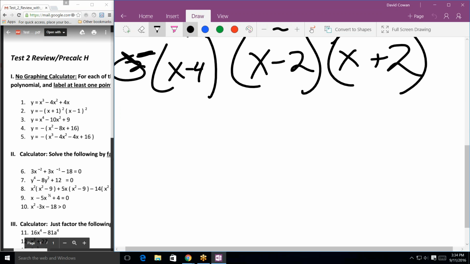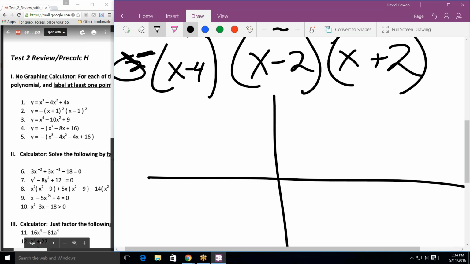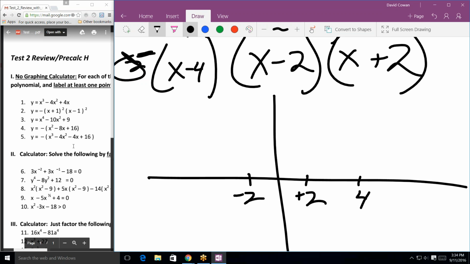So, first of all, let's figure out how many x-intercepts we have. You have 3. Correct. At where? 1 at negative 2, positive 2, and 4. Now, we're looking at a quartic, right? In other words, this is number 3. Well, which one? No, this is number 2. Can you tell that that's a quartic?